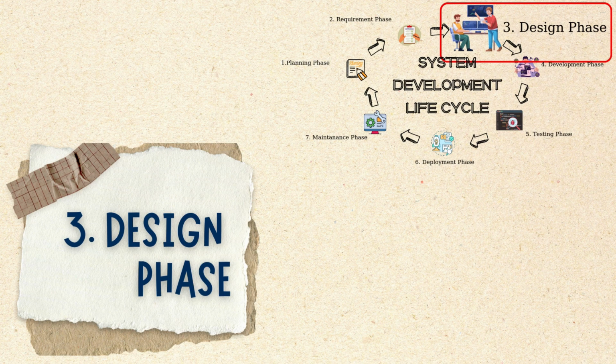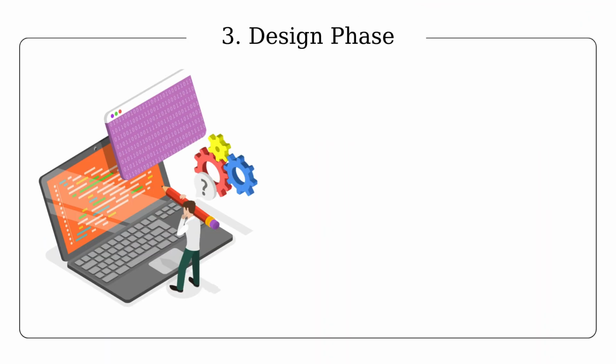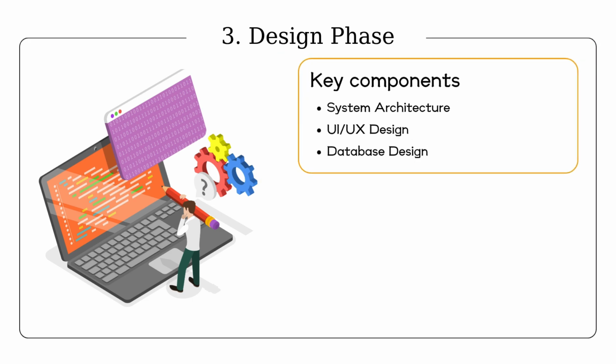Now we move to the design phase. Now that we know what to build, it's time to design how it will look and work. This phase involves creating a blueprint of the system. Key components include system architecture, where we decide what technologies and frameworks to use, UI/UX design to determine how users will interact with the software, and database design to figure out what kind of data we'll store and how.